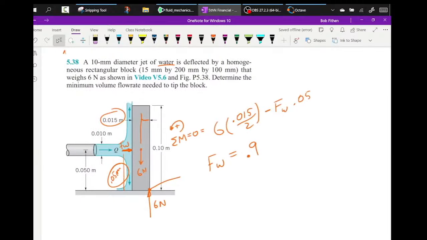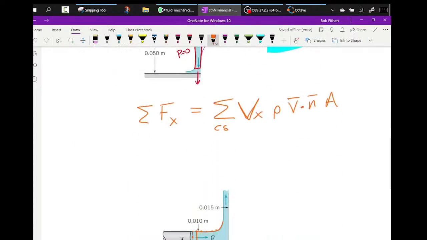Oh, I think I did it correct. Okay, I forgot. I thought I messed this up, but that is that. 0.05. That's correct. Okay, never mind. It was right.